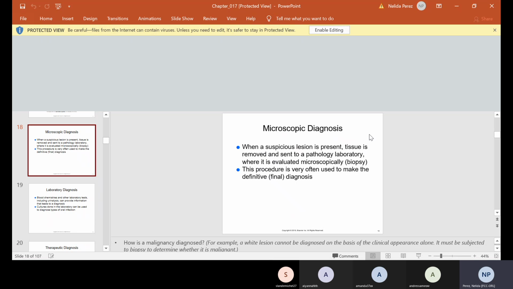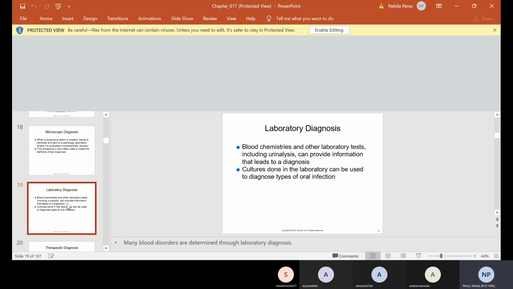Now, microscopic diagnosis. When a suspicious lesion is present, tissue is removed and sent to a pathology laboratory where it's evaluated microscopically. They take a biopsy. This procedure is very often used to make the definitive, or what we call the final diagnosis, okay? If it's malignant, it's usually like a white lesion that cannot be diagnosed on the basis of clinical appearance alone. It must be subjected to a biopsy to determine whether it is malignant or not. That's the only way we really know, okay, is by doing a biopsy.